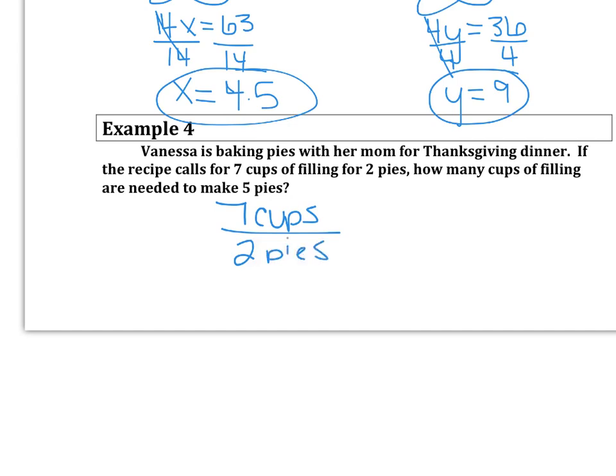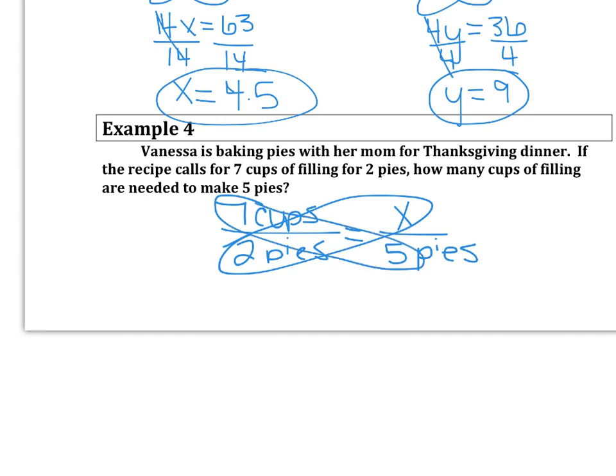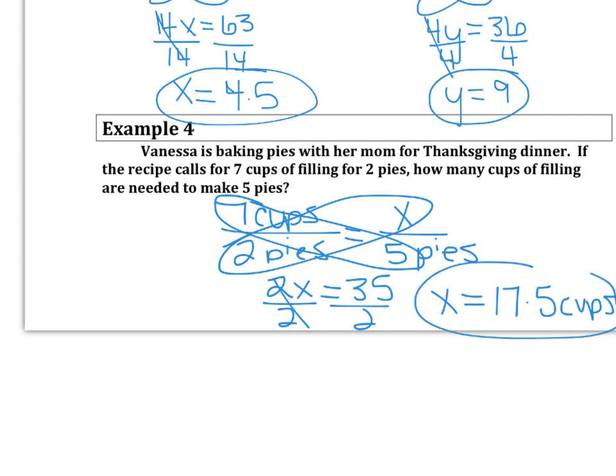And then we want to know how many cups of filling would be needed for 5 pies. So that means x would go up in the numerator with cups, and the 5 pies would go in the denominator. I think for this one, cross product seems to make the most sense. So I'm going to go ahead and cross multiply. I would get 2x is equal to 35. And now I would divide both sides by 2. And we would get an answer of 17.5 cups. Make sure if it's a word problem, you do label your final answer. But we were able to quickly figure out that answer just using cross products.